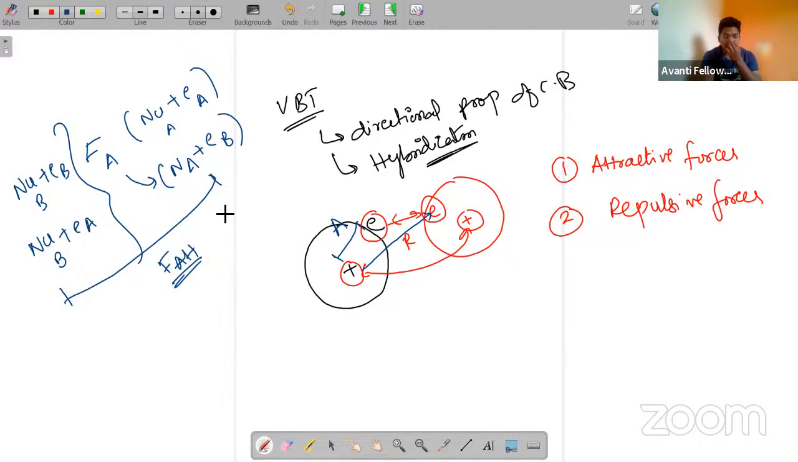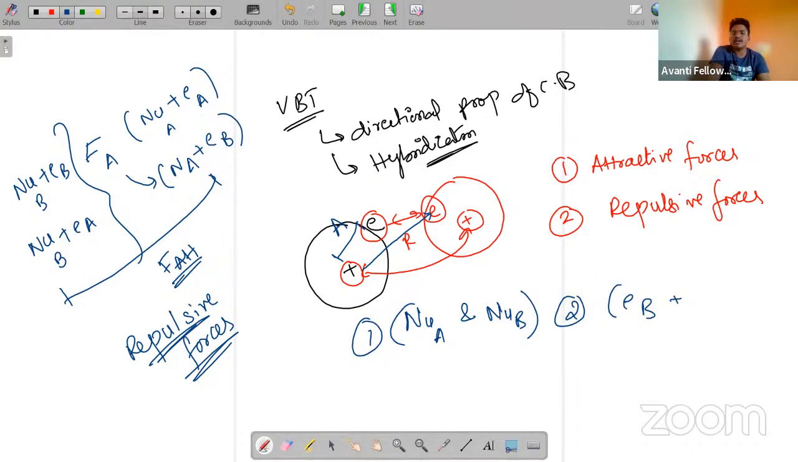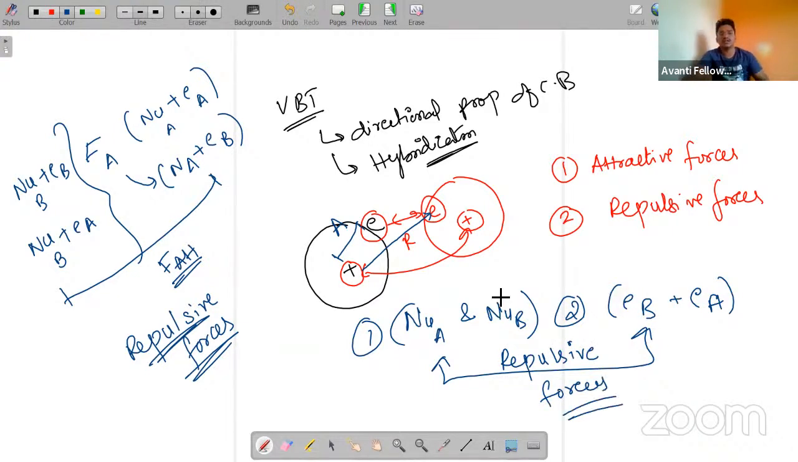And the next very important thing is repulsive forces. How do you find the repulsive forces? There are repulsive forces between the nucleus of A and the nucleus of B, and second, between electron B and electron A. So these two have what type of forces? Repulsive forces. I hope you guys understand this one.